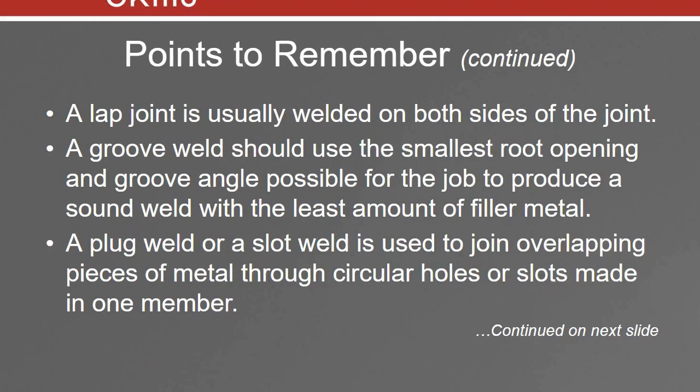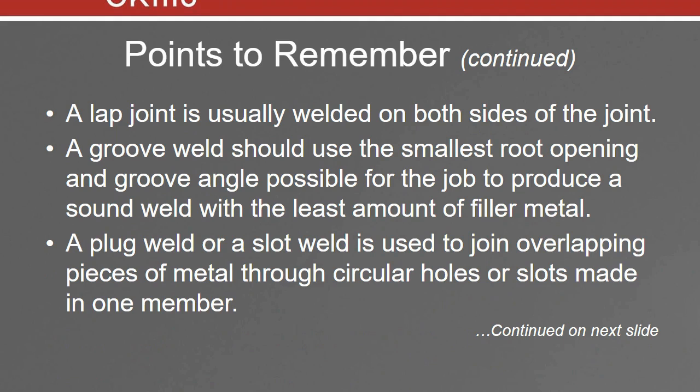A lap joint's usually welded on both sides, but can be welded on one side depending on what you're doing. Groove weld should use the smallest root opening and groove angle possible to produce a sound weld with the least amount of filler metal. Remember, if you're doing something that requires a time-sensitive type of weld, the smaller the angle, the faster it's going to get done.